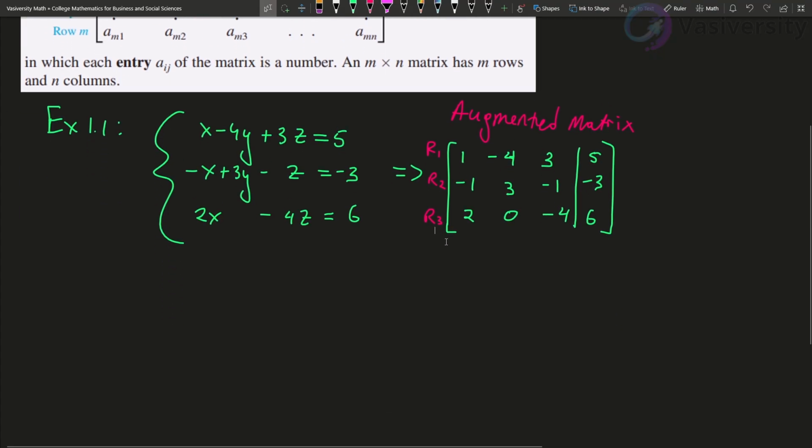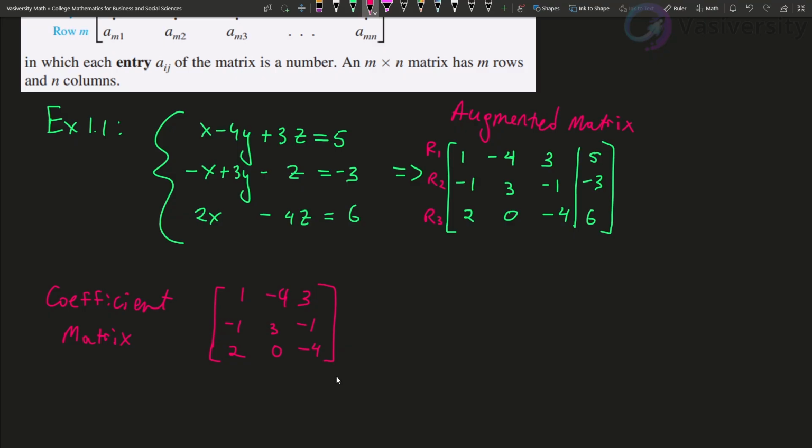Of course, we can also have the coefficient matrix. The coefficient matrix will be just the coefficients: 1, negative 4, 3, negative 1, 3, negative 1, and then 2, 0, negative 4. Right? Why do we need the coefficient matrix? Later on, we're going to learn about an inverse, because sometimes we don't even have to worry too much about solving it directly. We might be able to find an inverse and do it through the inverse, and sometimes it's going to be faster than just solving directly.